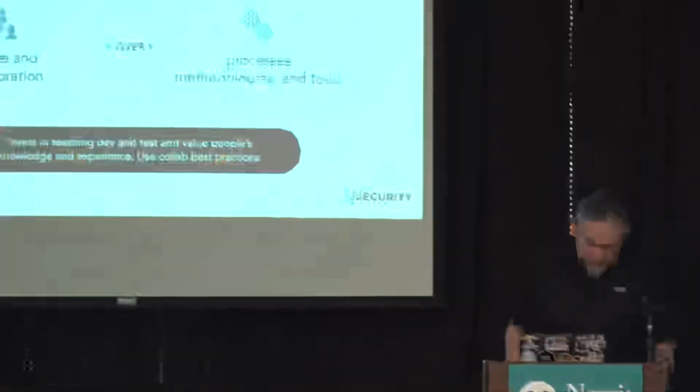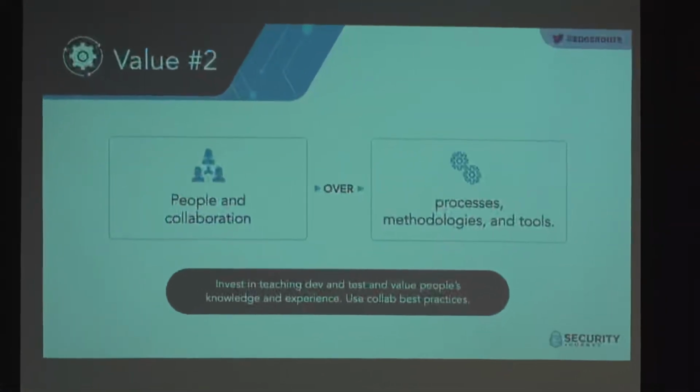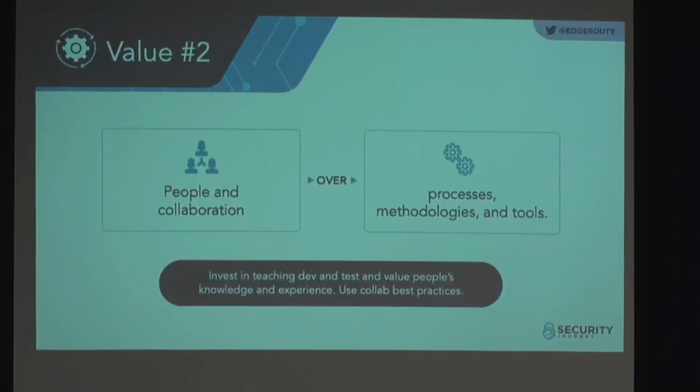Not a great metric. So our second value here is people in collaboration over processes, methodologies, and tools. This is a bit of a tricky one because you're looking at the things on the right going, wait, process, that's kind of important. We gotta have a process if we're gonna do it in a standard way. Methodologies, yeah, we gotta have a structure for how we're showing people how to do this. Tools, we gotta try to automate some of this.